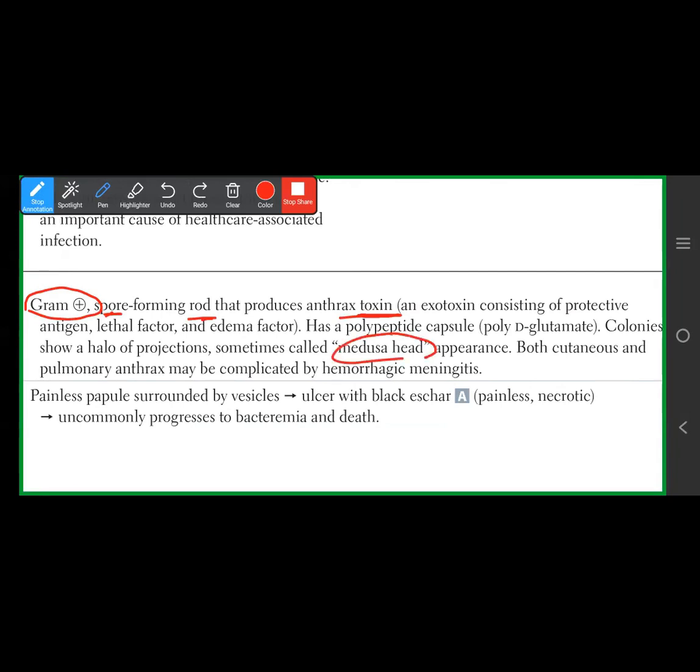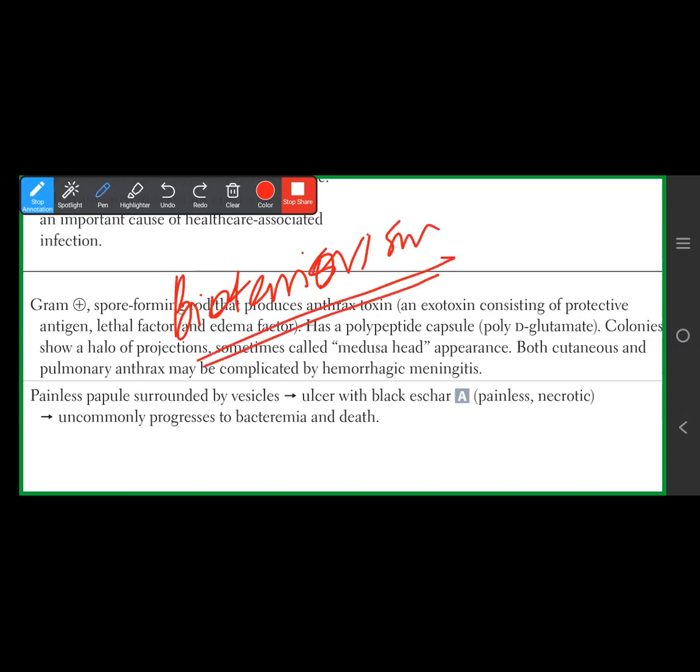Now, how will they give you the clue when they're talking about anthrax? We know that it's an organism that they use for bioterrorism. So they will give you a bioterrorism kind of case scenario, and the clue in that is going to be that the colonies are having halos of projections. This kind of presentation can be given to you.